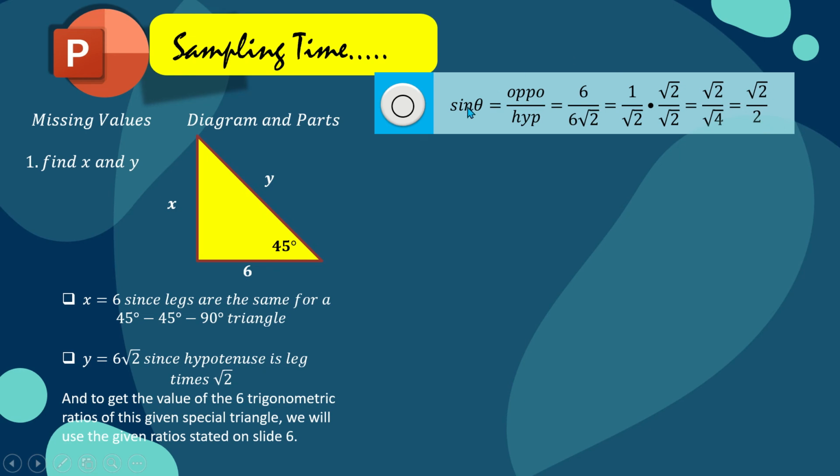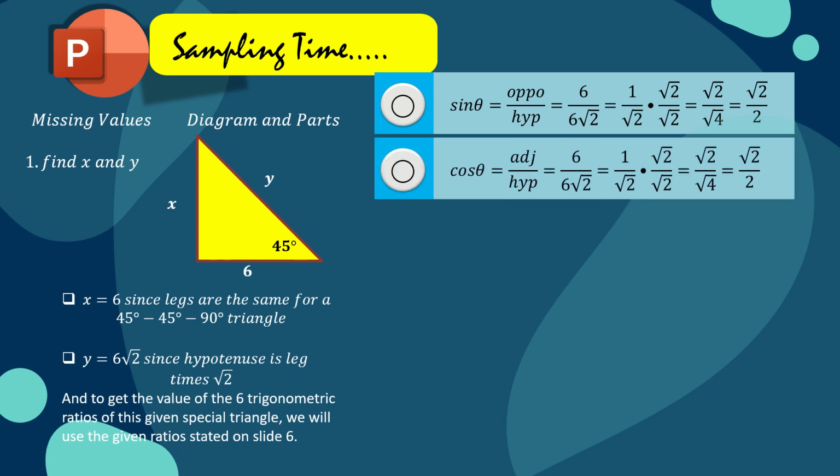Ang value sa sine of 45 degrees given the following sides. Next is cosine. Cosine theta is adjacent over hypotenuse. So atong adjacent is 6 gihapon, atong hypotenuse 6 square root of 2. Mao nang 6 over 6 square root of 2. Same ra gihapon ang solution. 1 over square root of 2 kay 6 divided by 6 is 1. Then rationalize, times square root of 2 over square root of 2. So the final answer would be the same, square root of 2 over 2.